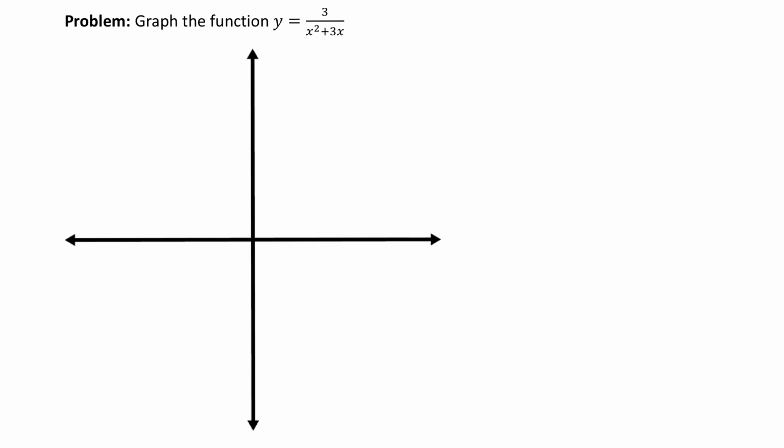So we got another one here. We want to graph y equals 3 over x squared plus 3x. Again, pause the video and see what you come up with. Assuming you gave it a try, we should have x plus 3 as our factor on the bottom. And since nothing cancels out, those are both going to be vertical asymptotes. So x equals 0 and x equals -3 are vertical asymptotes.